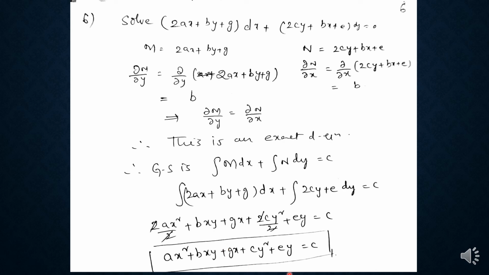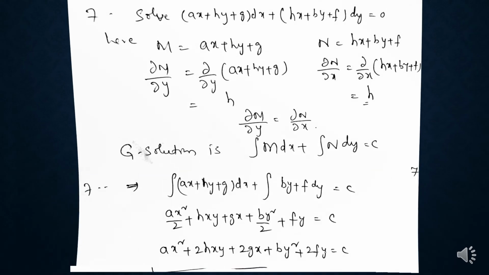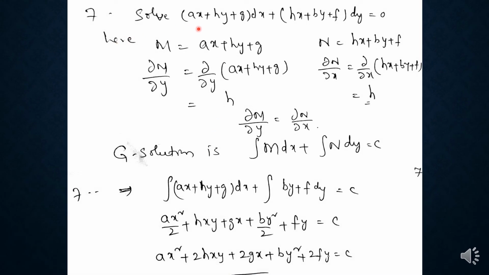So next problem. Solve (ax + hy + g) dx + (hx + by + f) dy = 0.